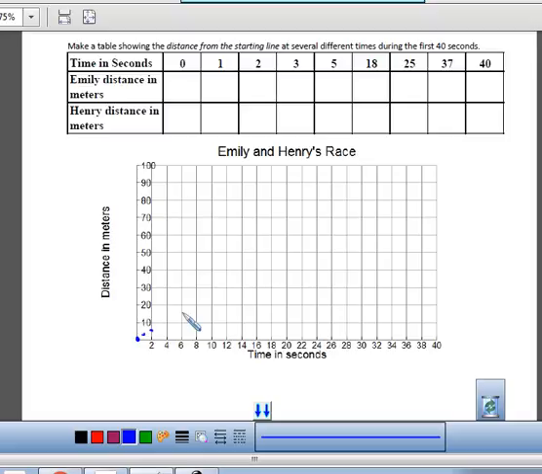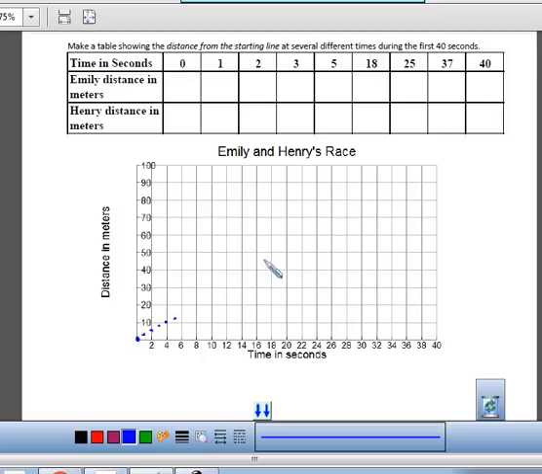At 3 seconds, 7.5. So in between here, put another dot there. You'll see that it's linear. It should form a straight line. At 5 seconds, because we skipped over 4. Well, how about this? If we thought about 4, that would be 10, right? 5 seconds is going to be 12.5.